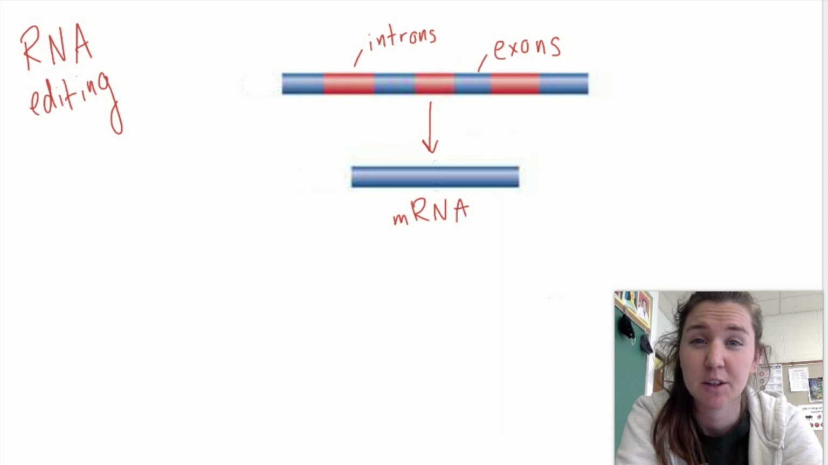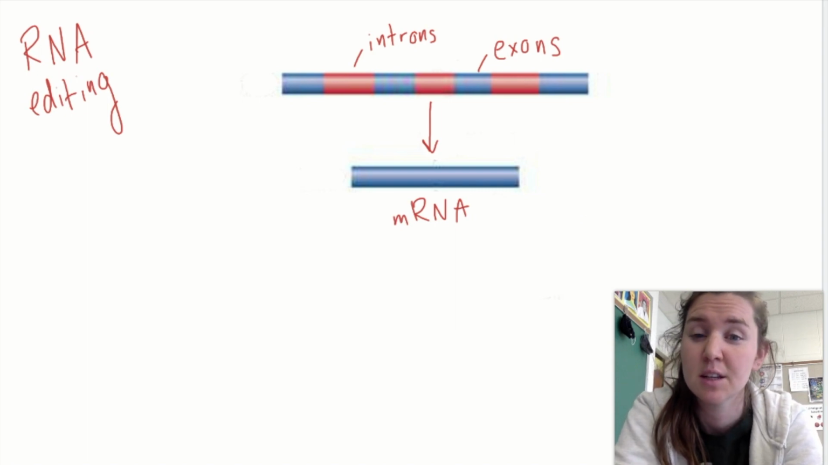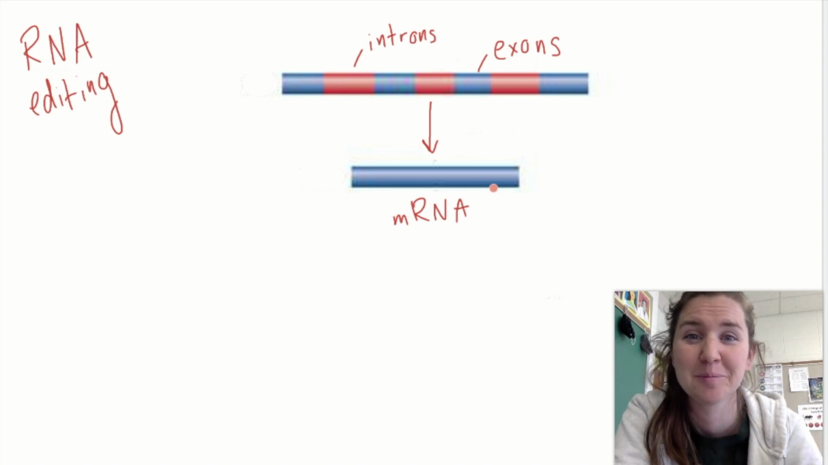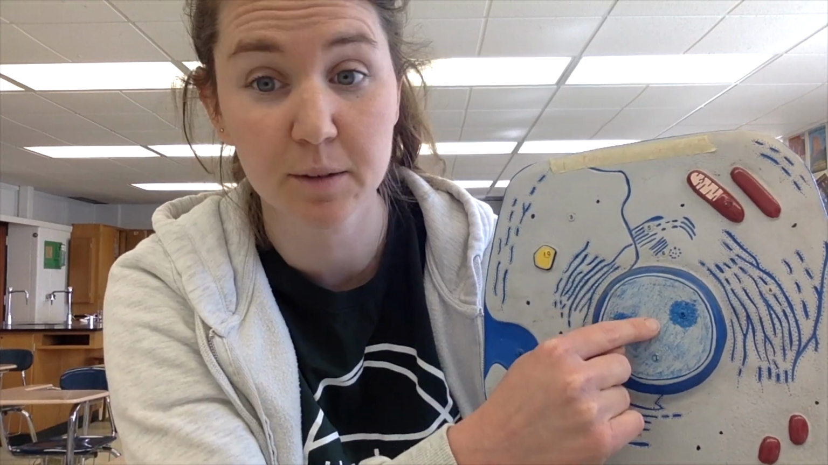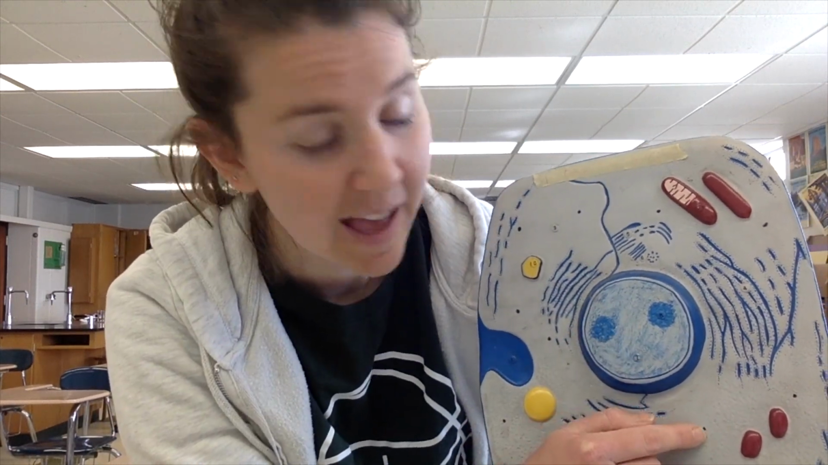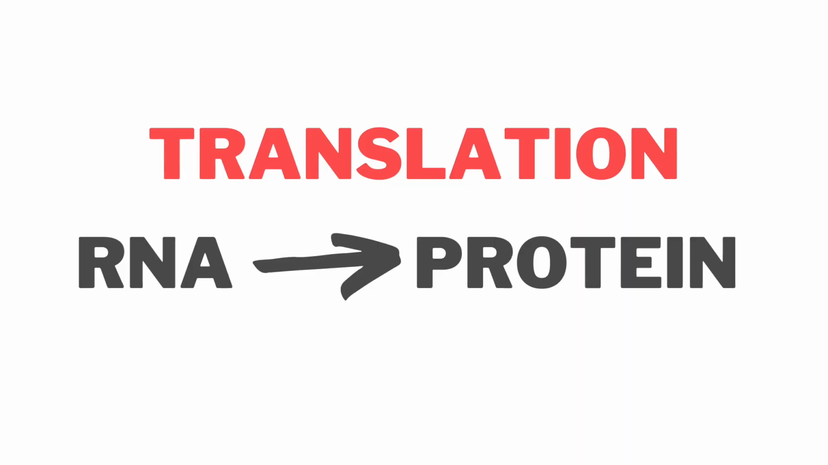An interesting side note, scientists don't totally know why we have introns or what their purpose is. Research is going into trying to figure out why that is. So there are still a lot of things that we need to figure out about the world around us, which is one thing that makes biology so exciting. Okay, now this mRNA is ready to move from the nucleus out to a ribosome.